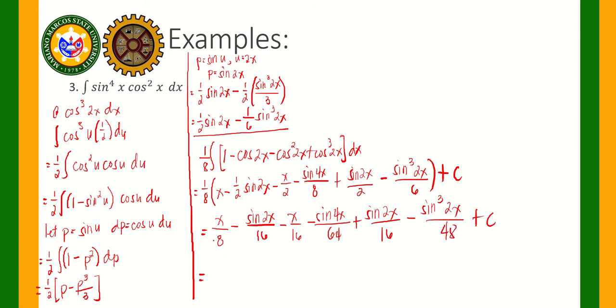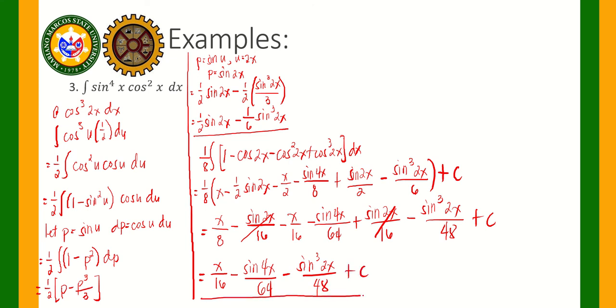So, combine like terms tayo. x over 8 minus x over 16, that is x over 16. And then sine 2x over 16 minus plus sine 2x over 16, that will cancel. And minus sine 4x all over 64, and minus sine cube 2x all over 48, and plus c. So this is the answer for example number 3 in trigonometric integrals, the powers of sines and cosines.